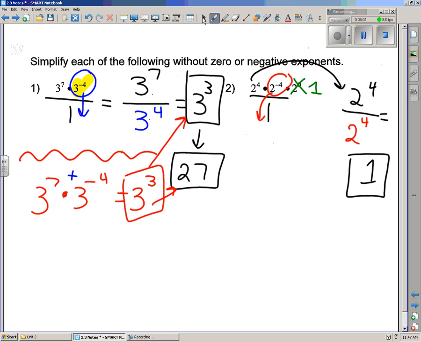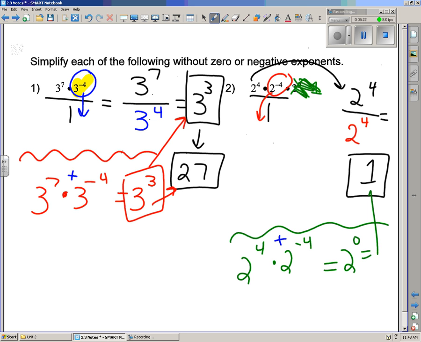Again, the other way to do this, put a little line over here. We know that this guy is going to be gone because it's 2 to the 0 or 1, but if we take the rules from the beginning of the unit, if we just add our exponents together because the bases are the same, you get 2 to the 0, but you know anything to the 0 power is just 1.